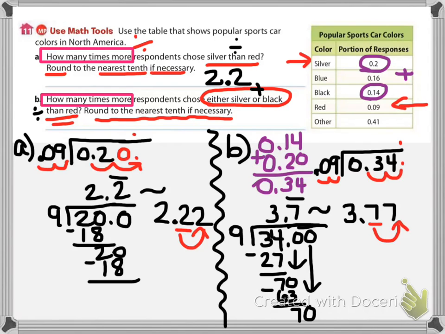Red is still the same. Red is still your divisor. So I set up the problem here. 0.09 represents red. 0.34 represents both silver and black together. So again, with the red arrows, I'm showing you that I have a decimal in the divisor. I need to move it twice to make it a whole number. I need to do the same in my dividend, which is move it twice. I've got to show the decimal at the end and bring it up into my quotient.